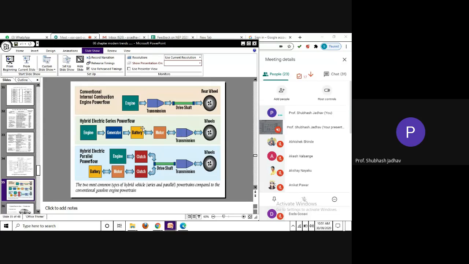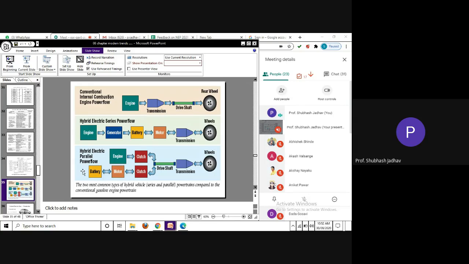So this is a series arrangement wherein the engine is working, producing mechanical power, and using this mechanical power you are running the generator, and the generator will charge the battery. From the battery, the electricity will be taken to run the motor, and the motor will now be powering the transmission system as per requirement. So this is a series system.